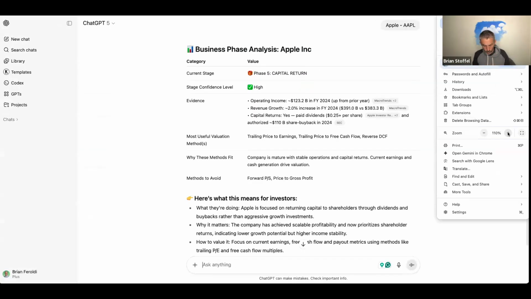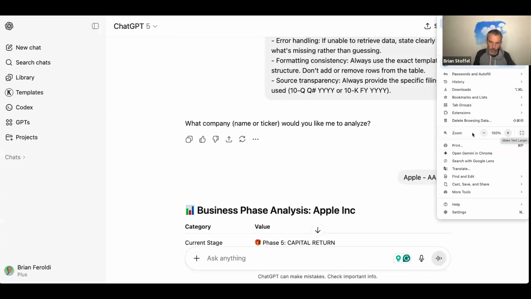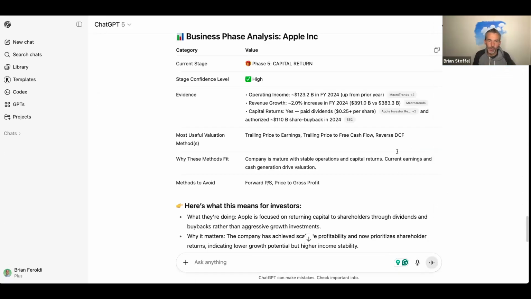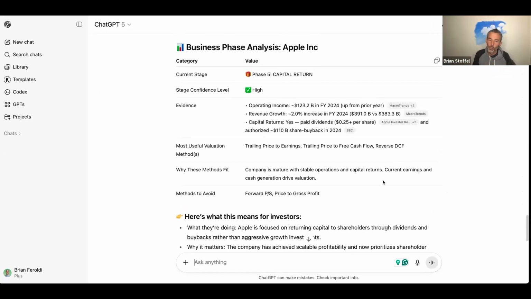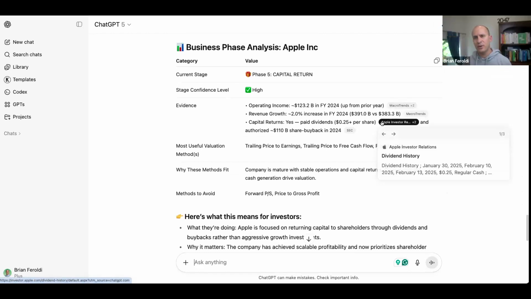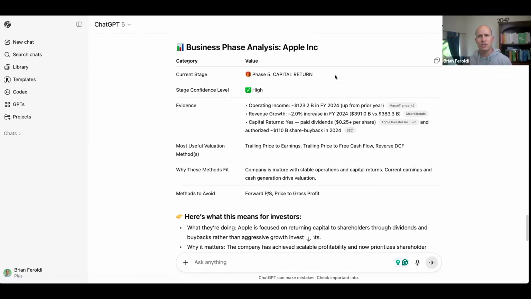And for those of you wondering, you can use ChatGPT. You can also use this with Copilot. You can try it with Grok, Gemini, Claude, what have you. This is just the most popular one. Yeah, and with ChatGPT, I like that it has the links right next to it. The other ones don't do that, even though we instruct them to. So we use ChatGPT because it's the most popular AI LLM, but you can use it on all of them. Okay, so according to ChatGPT, Apple is in phase 5, the capital return, and we have programmed it to give us a confidence level.